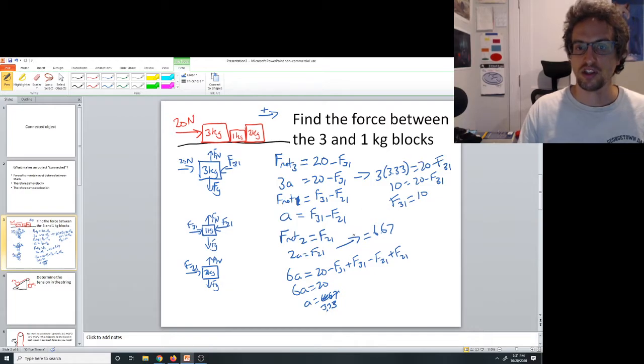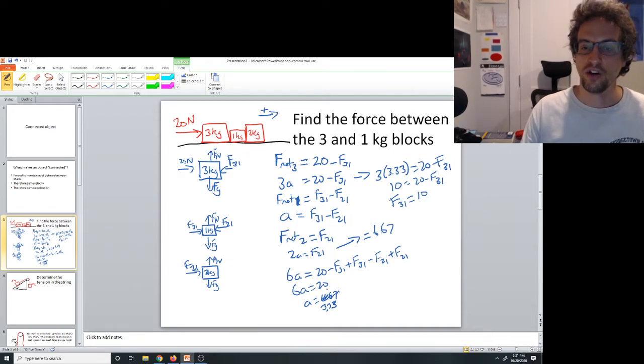This is a pretty common strategy. What you do on these problems is you set up the F net equations for each of them, and then you add them together to find the accelerations. Every connected object problem is done like that. So that's how you should start them all. Now, that's not true. Almost every one of them is done that way.